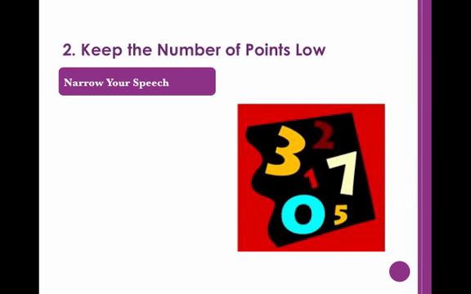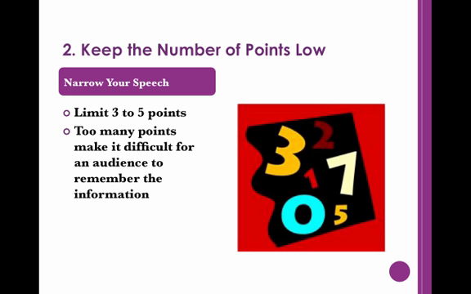The second thing to remember when selecting your main points is that it's important to keep the number of points low, usually between 3 and 5. If you add too many points, the audience will have trouble remembering your information. If you feel you need more than 5 points to fully inform your audience, you may want to think about changing the goal of your speech. Adjusting the specific purpose may help you narrow down your most important points.